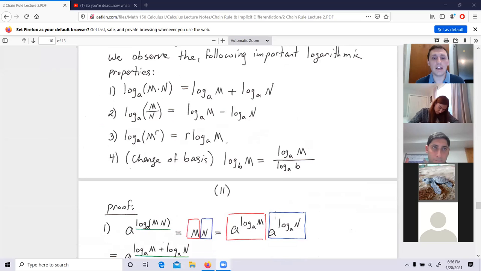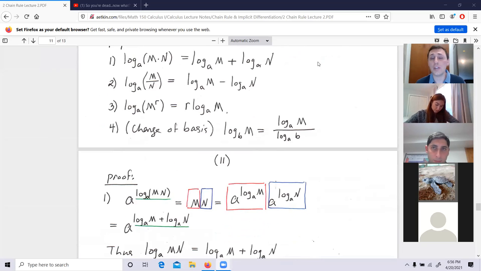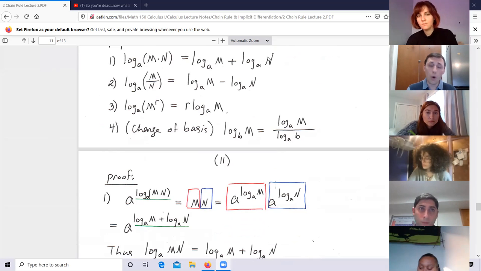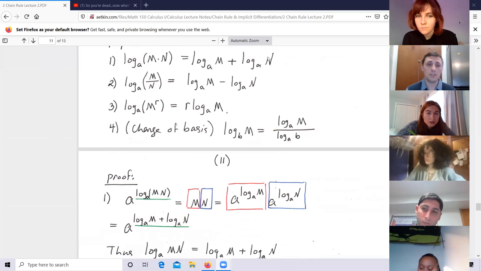All right, guys, and now the hardest one of them all, change of basis. How do I change the basis from B to A? So why is that useful to us, guys? Because what logarithm do we trust? We only trust the exponential logarithm, the log base E. I hope you understand it, guys. Not log base 10, not log base 2, only log base E. In log base E we trust.